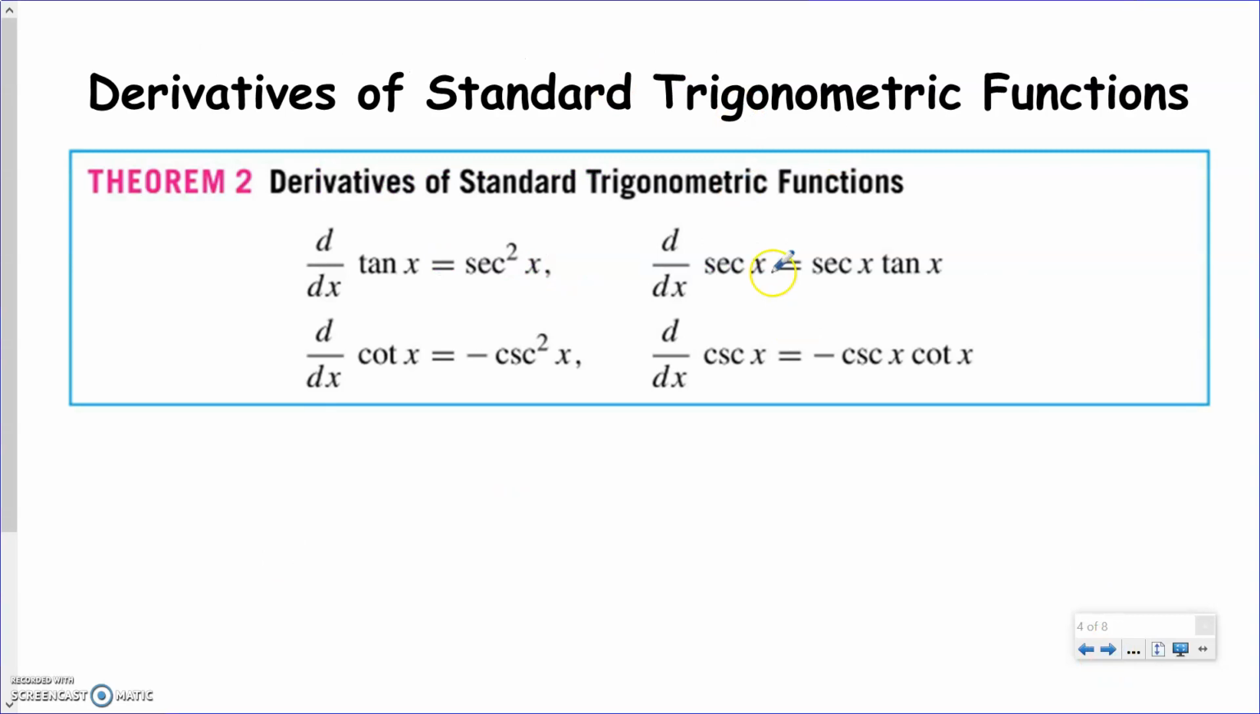We can use those to derive the next four, but the derivative of tangent is secant squared. The derivative of secant is secant tangent. The derivative of cotangent is negative cosecant squared. And the derivative of cosecant is negative cosecant cotangent.